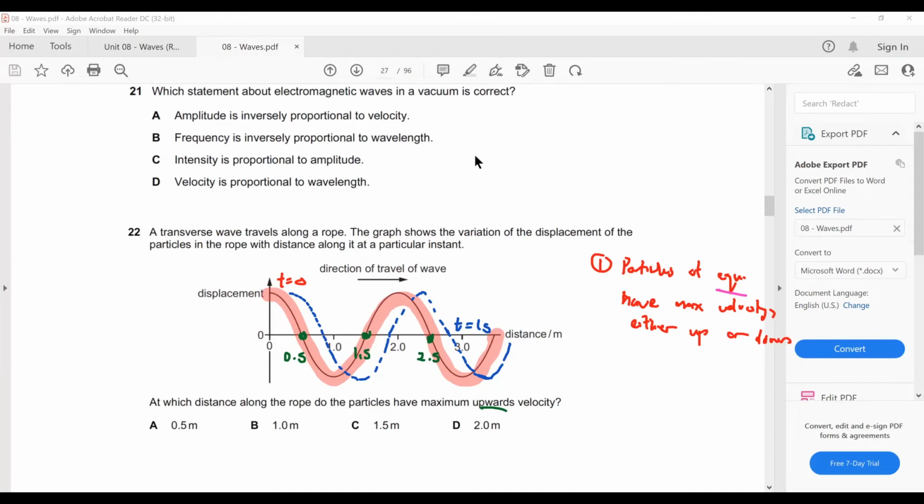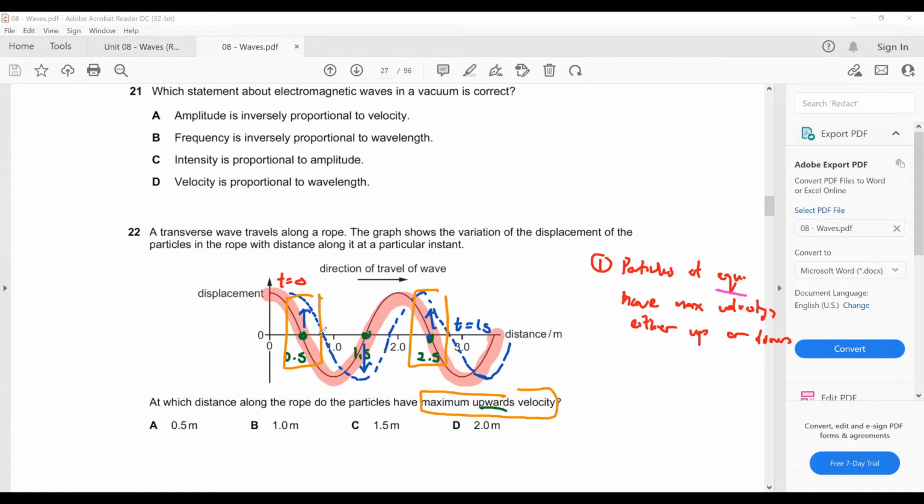All right. So you notice that at the 0.5 position, this particle at 1 second will go up. And then at the 1.5 position, in the next 1 second, it will go down. And then at the 2.5 meter position, this particle will go up at the next instant of time. All right. So the points where you have maximum outwards velocity would actually be this point here, as well as this point here.